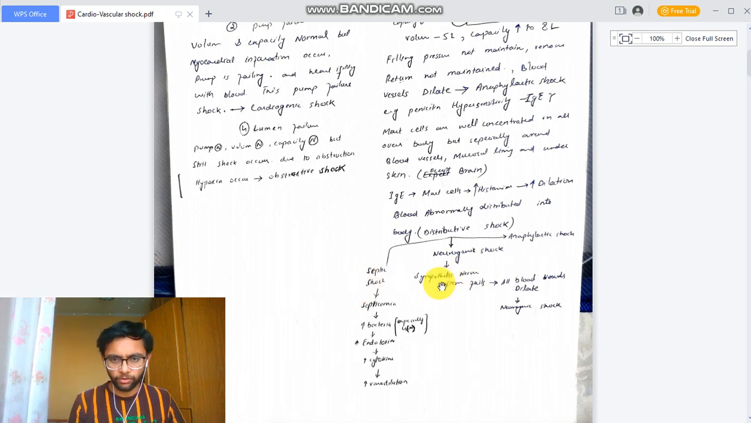Third is neurogenic shock. In neurogenic shock, the sympathetic nervous system fails to work. For example, if the sympathetic nervous system cannot work, all the blood vessels dilate and the total capacity will increase. That causes distributive shock.